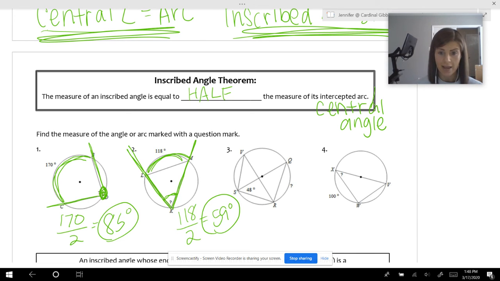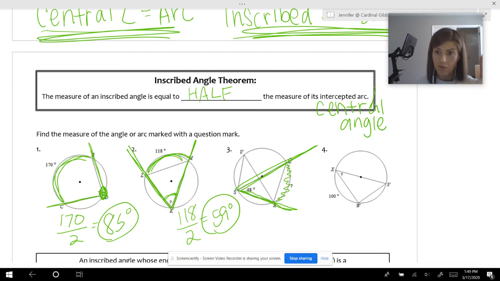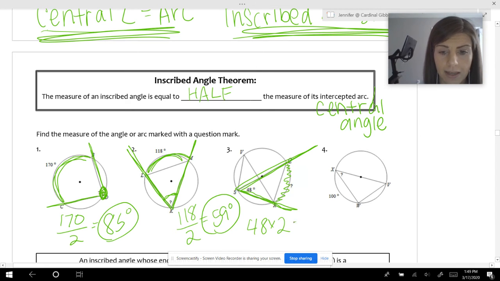All right, number 3. So again, I know this picture looks a little overwhelming, but try to break down what you're looking for. So this time we're looking for the measurement of an arc. The angle that's creating that arc is this angle right here. That's the inscribed angle creating the arc that we're looking for. So now we're going to apply that property in reverse. If we know the arc, we divide by 2 to get the angle. If we know the angle, then we're going to multiply it by 2 to get our arc. So this arc would be 96 degrees.